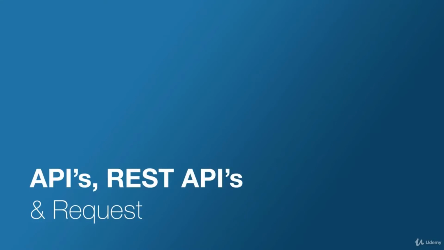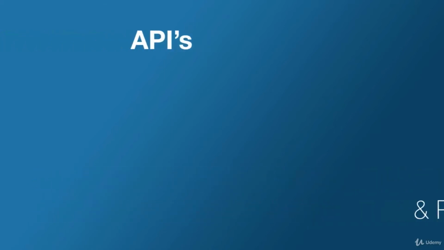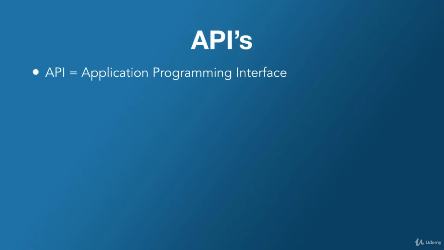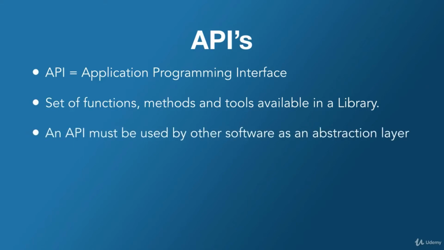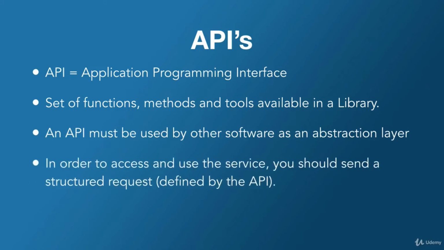So before we start working with the next projects, we're going to see what is an API, a REST API, and what is a request. So let's start learning about APIs first. API stands for Application Programming Interface. It's a set of functions, methods, and tools available in a library. An API must be used by other software as an abstraction layer, and in order to access and use the service, you have to send a structured request, which is defined by the API.